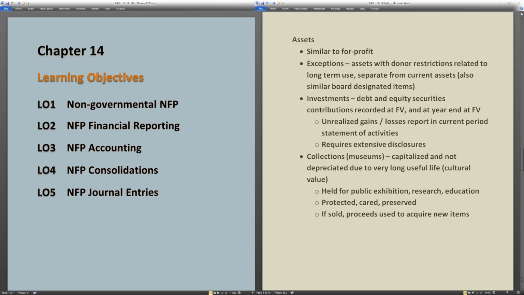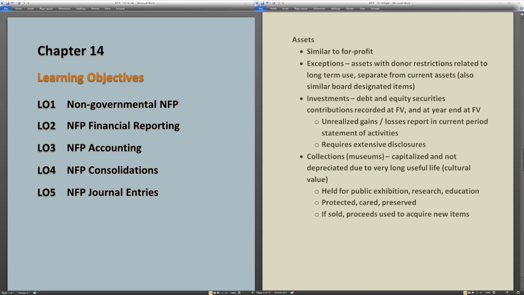The assets are very similar to the for-profit. There's the exceptions, assets with donor restrictions related to long-term use. We pointed that out with the cash flow statement. We separate them from current assets. And remember, not only can there be donor restrictions, but sometimes there are board-designated restrictions as well.